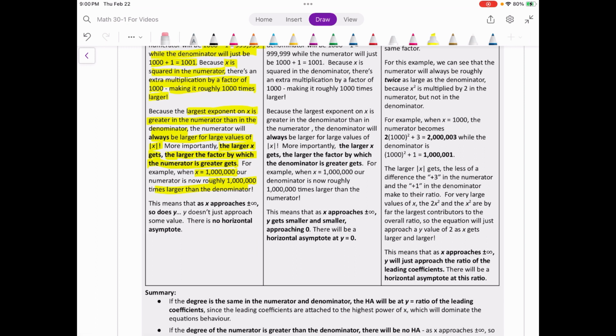So that means as x approaches infinity, so does y. Y doesn't just approach some value. There is no horizontal asymptote, because y is not just approaching some number. It's going to infinity, right? It's always going higher or lower.